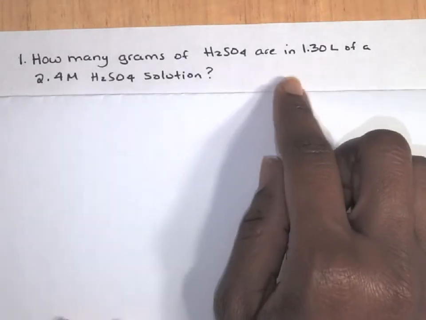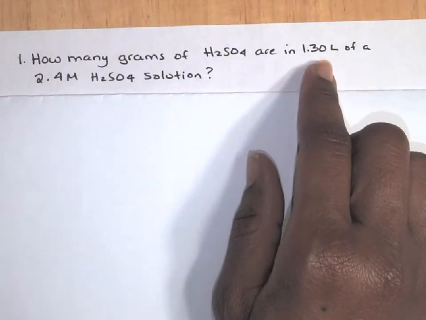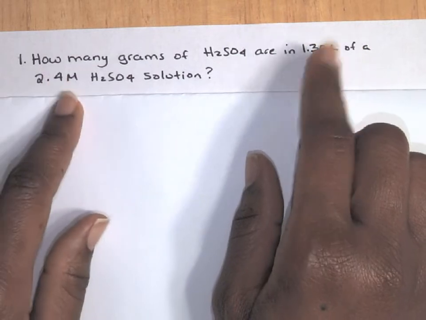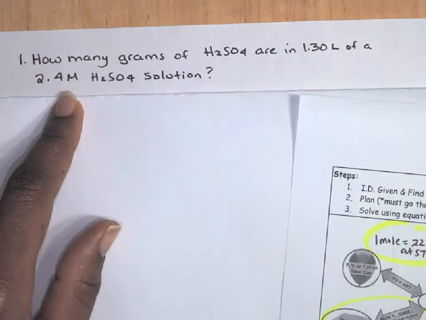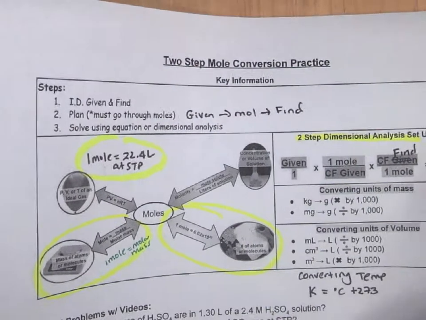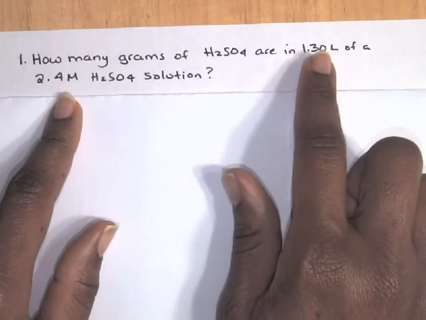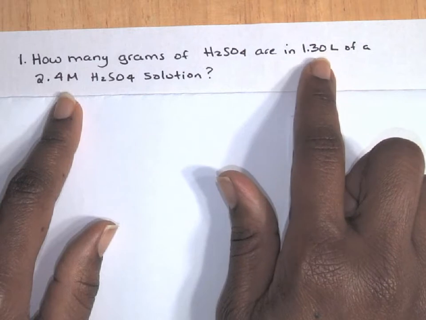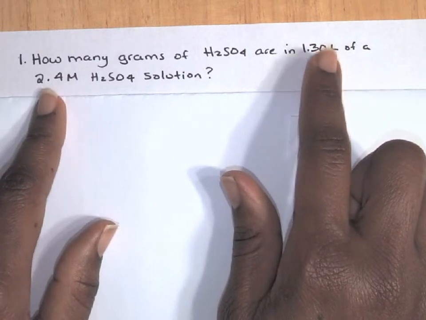So I'm given 1.30 liters of a 2.4 molar solution. When I see the word solution, I know I'm dealing with concentrations of solutions. So I'm over here on the mole map. Specifically, they're giving me the volume. I know it's the volume because it's liters. The units for volume are liters. And I'm given the concentration.